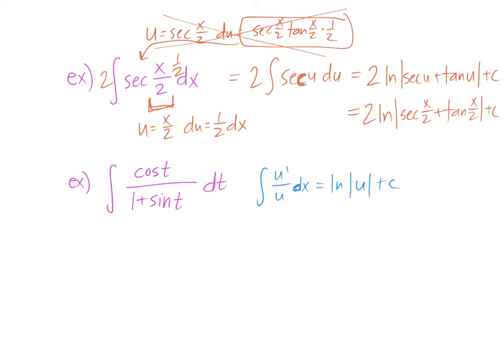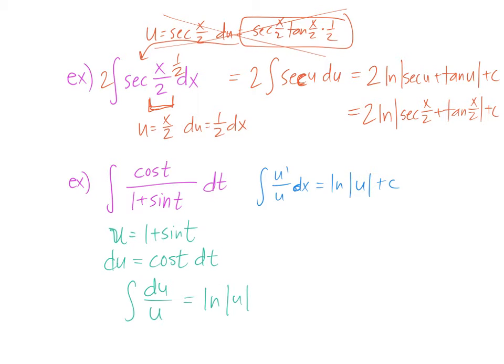So if I have some function on the bottom and its derivative on top, which would look like this, u equals 1 plus sine of t, and if that's the case, du equals derivative of sine is cosine. So what I see here is du over u, and the antiderivative of that is natural log of absolute value of u plus c. And to switch back into x land, natural log of 1 plus sine of t plus c.